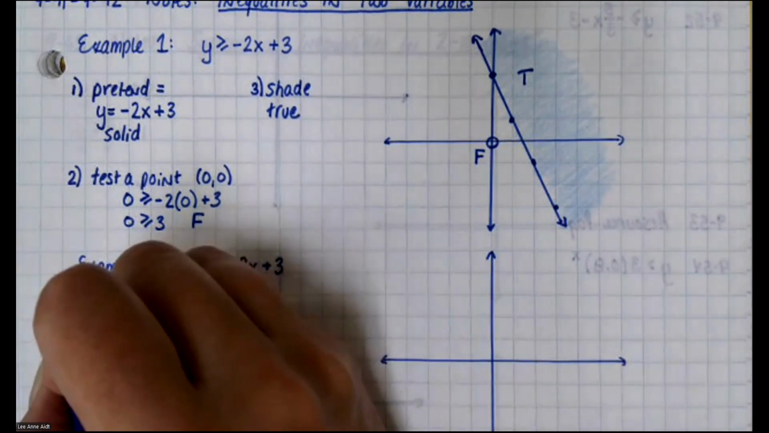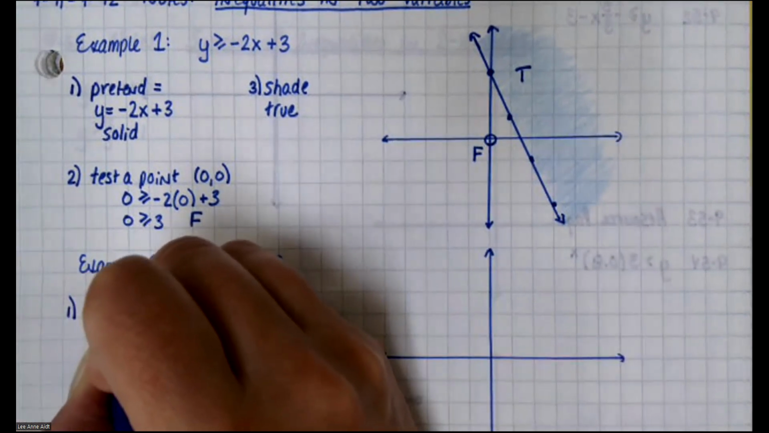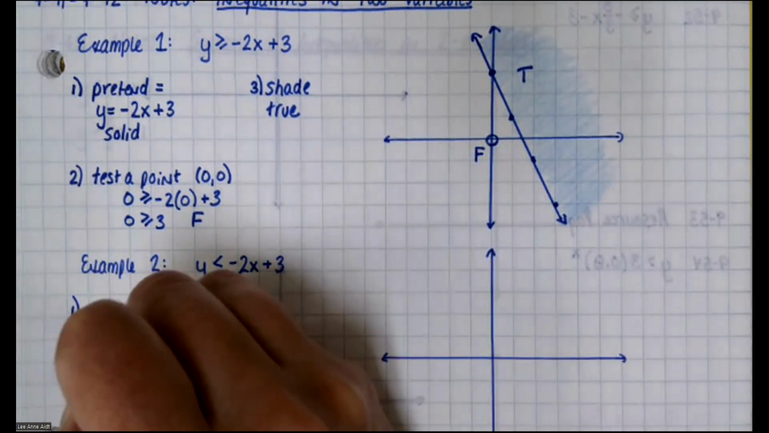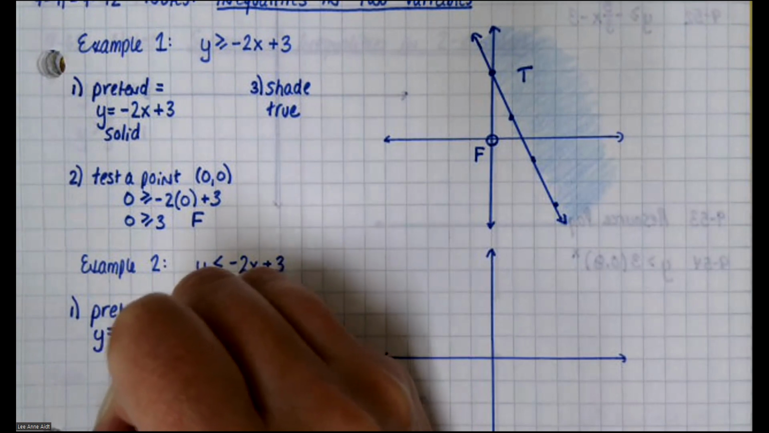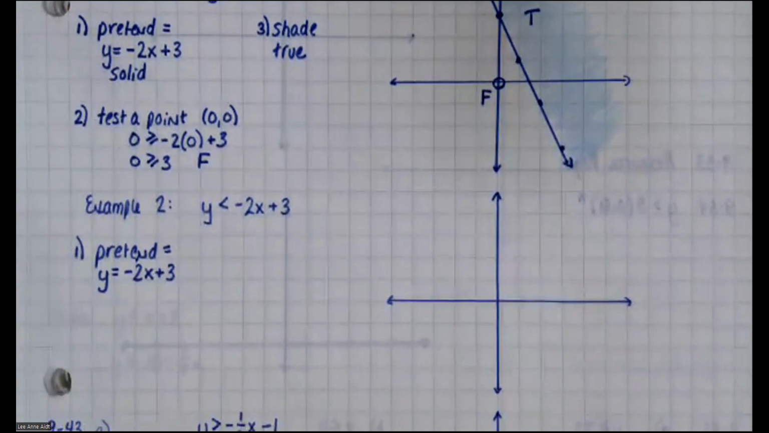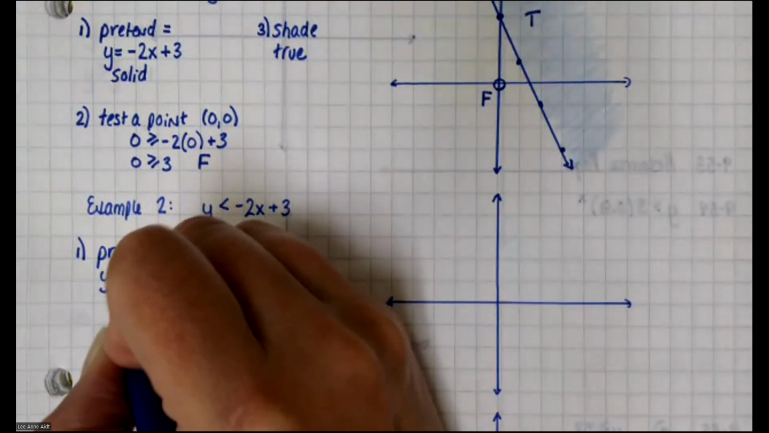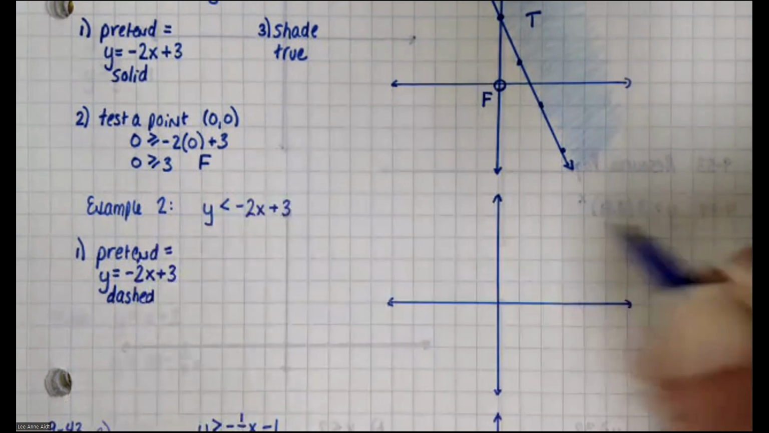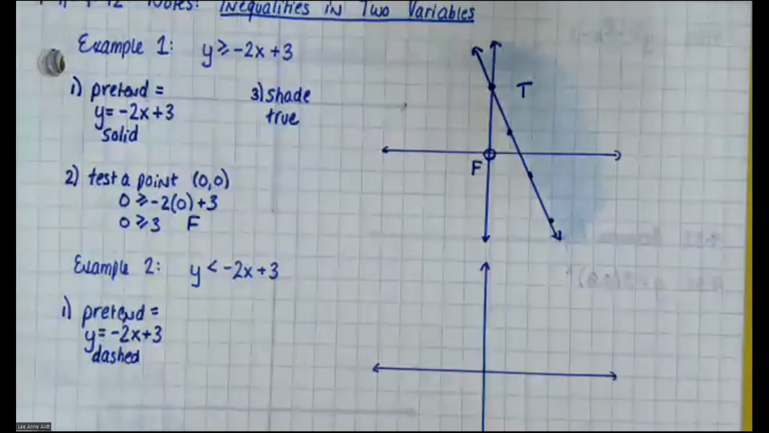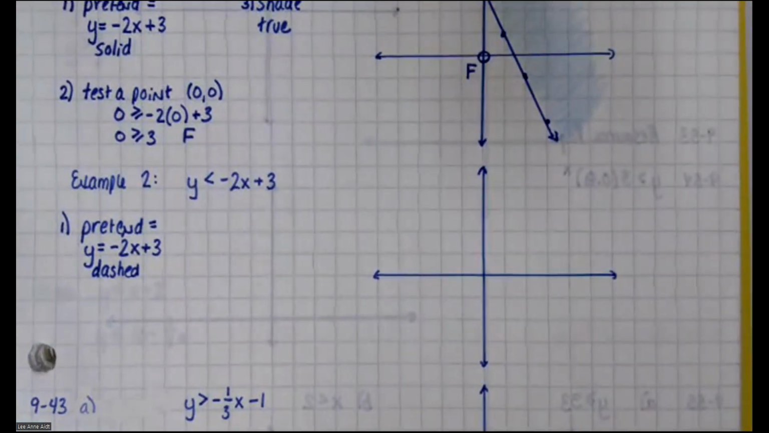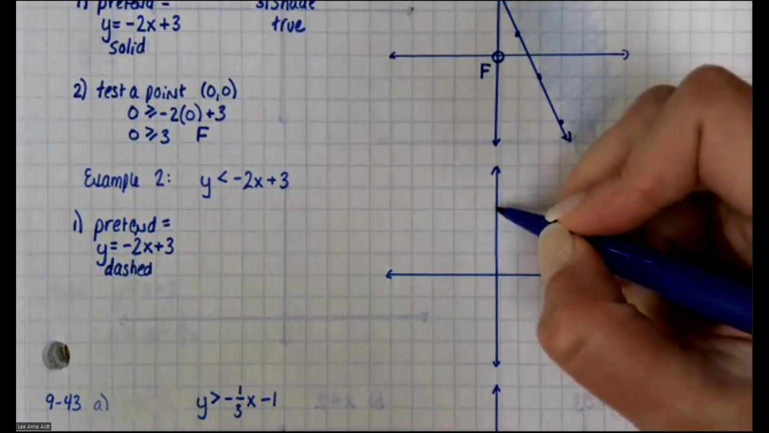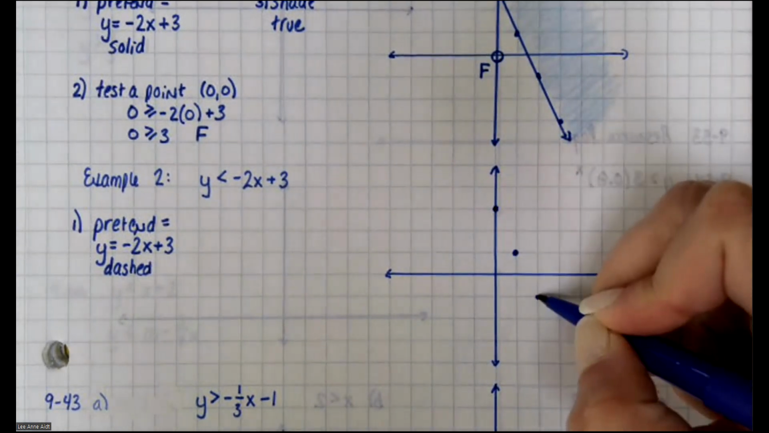Example 2, number 1. Pretend you have y equals -2x plus 3. We're going to be really tired of graphing this line in about 2 seconds. This time, however, it's dashed. Can you guys tell the difference between solid and dashed? And then you have to make yourself remember to dash. That's the hard part for me. So up 3, down 1/2.